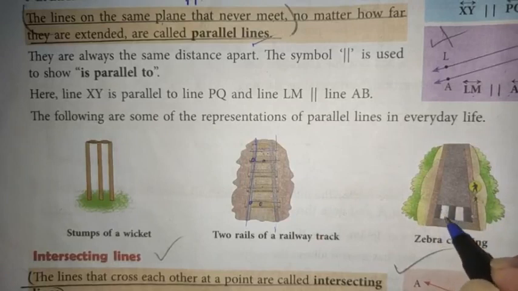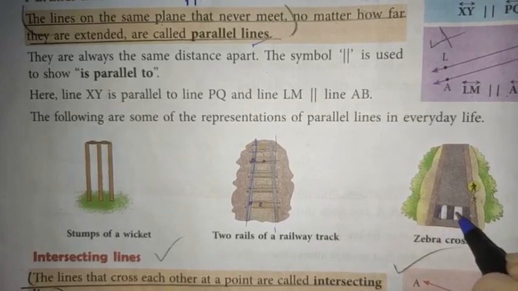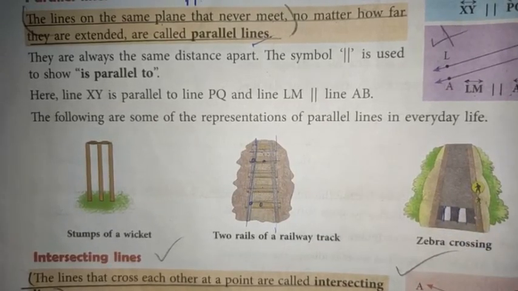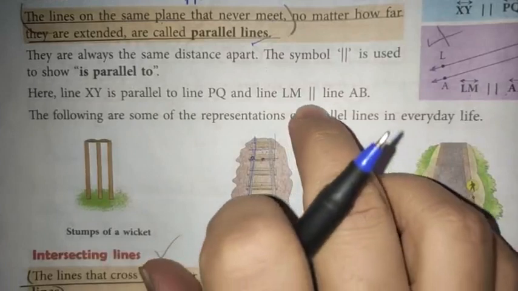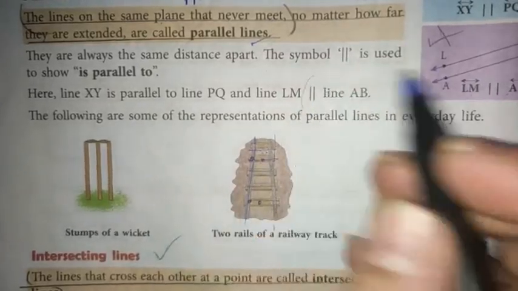Just see the zebra crossing, parallel lines are there, no? They are never meeting. Yes, so this is considered a parallel line. And how to denote a parallel line? This is the symbol used for parallel lines.